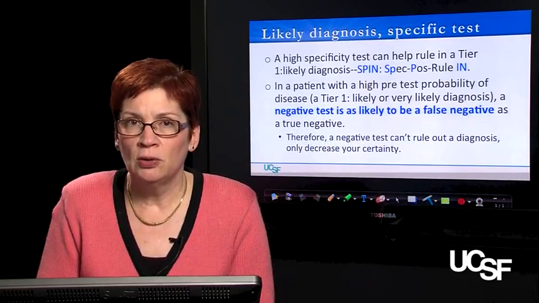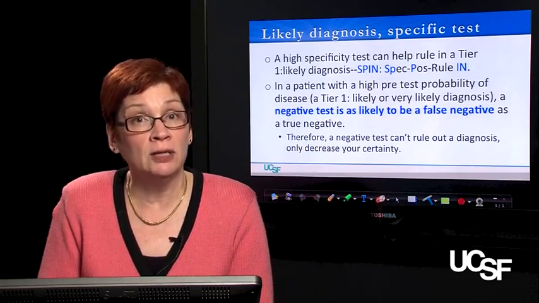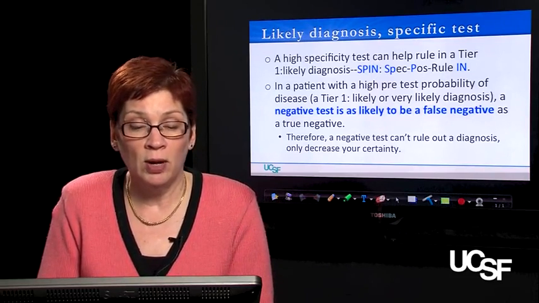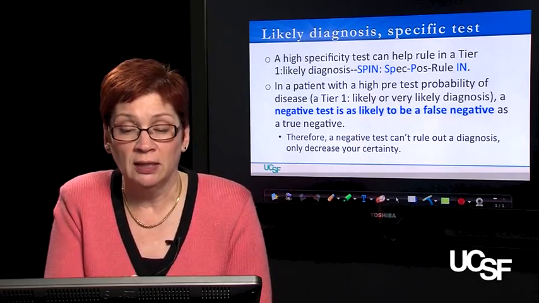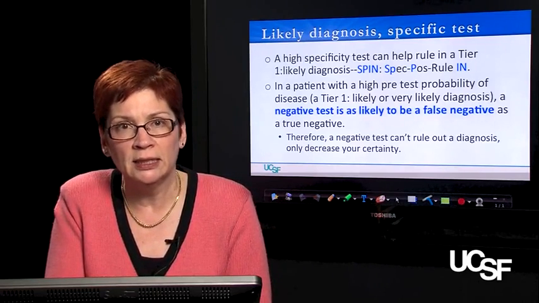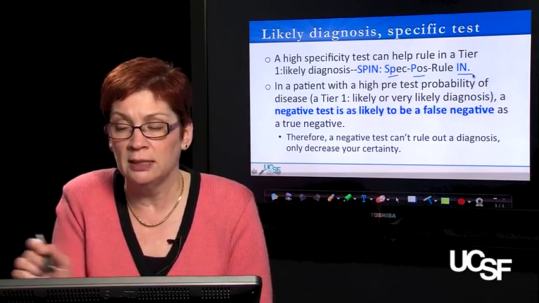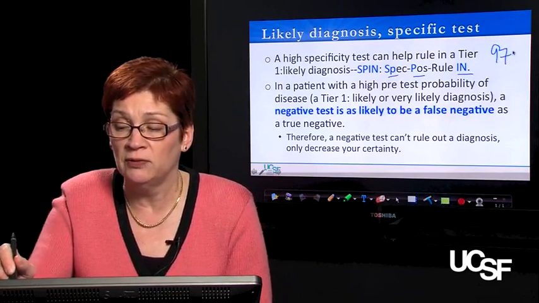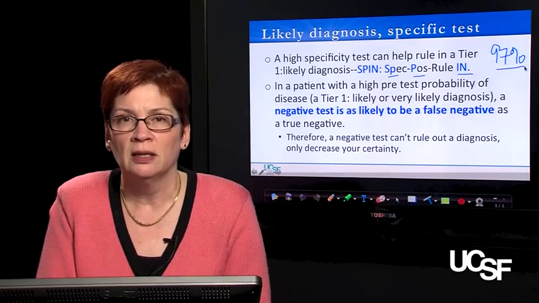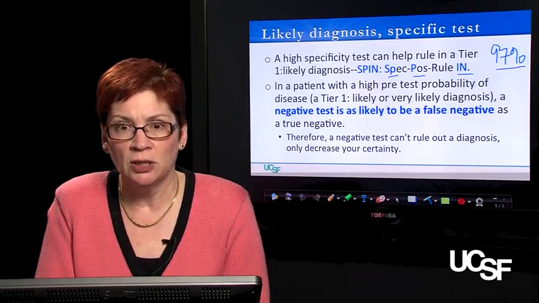So what this has shown us in dealing with a test that is very specific, specificity of 97%, is that when the test that's very specific is positive, it can help rule in a tier 1 diagnosis, right? Remember, specific test when positive rules in the disease, and we had a test with a very high specificity, 97%, and a positive test moved us all the way up to about 99% for the patient that we were testing.